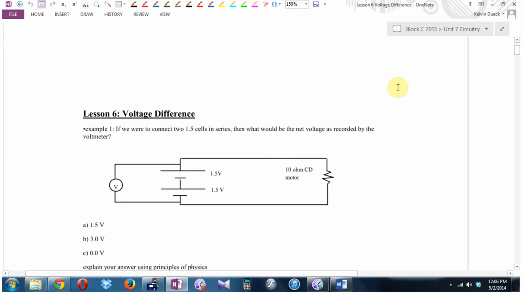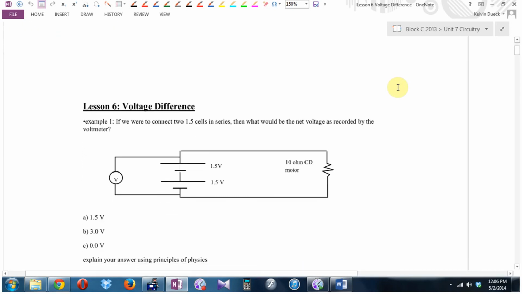So, here's the first question. Suppose you were to connect two 1.5 volt cells in series, like in that picture. What do you think the net voltage measured by the voltmeter would be? If you have a 1.5 volt battery followed by another 1.5 volt battery, what do you think that's the same as? Alex, 3 volts. 3 volts. It says, explain your answer using principles of physics. I'm not going to bother.